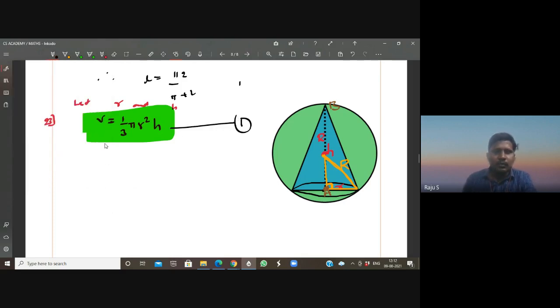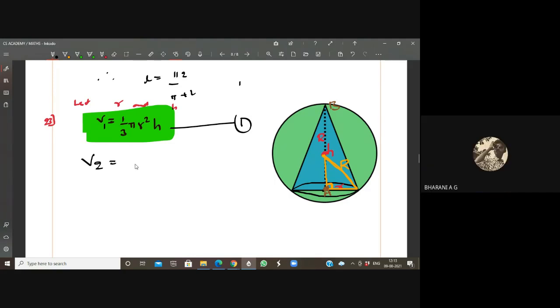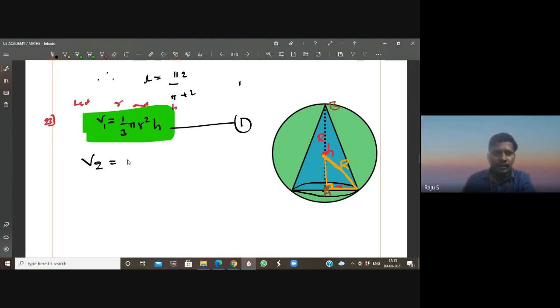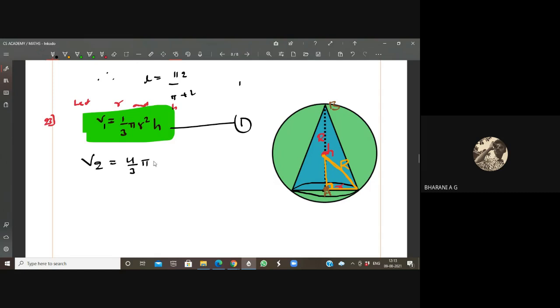Fine. So let us take this as V1. What is the volume of the sphere, students? Anyone? Volume of the sphere. Yes, 4/3. Am I right?